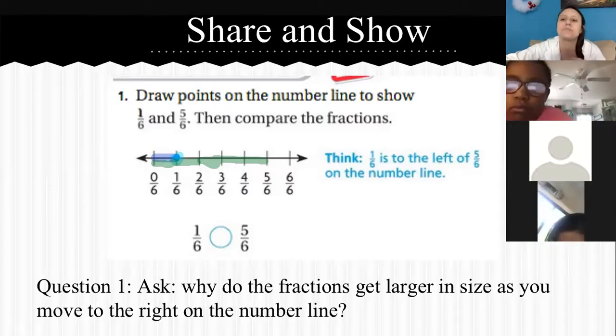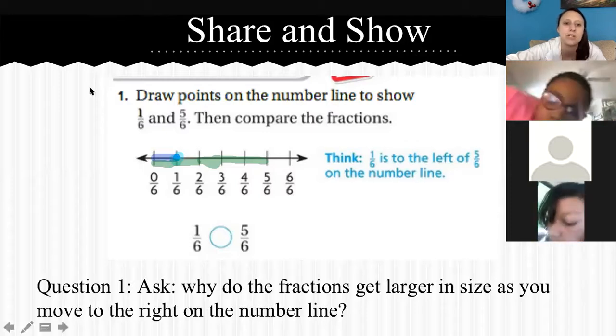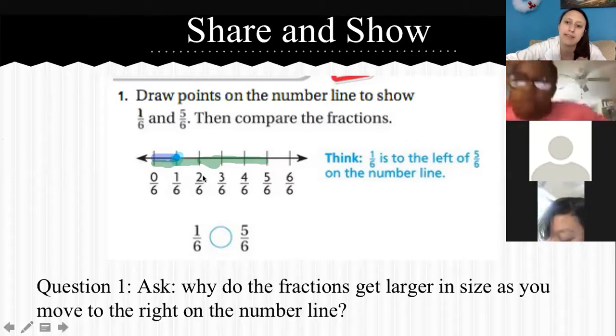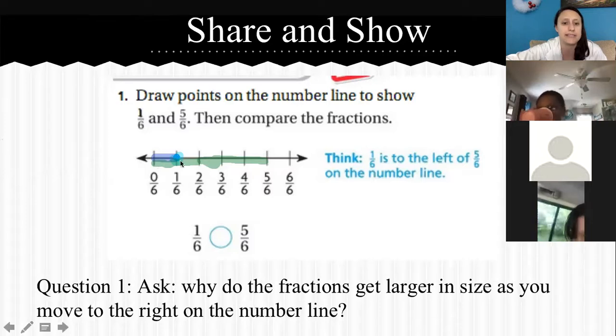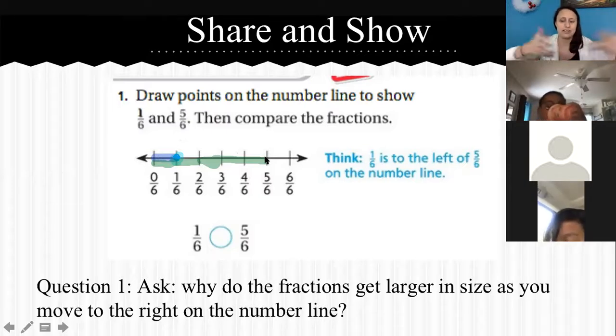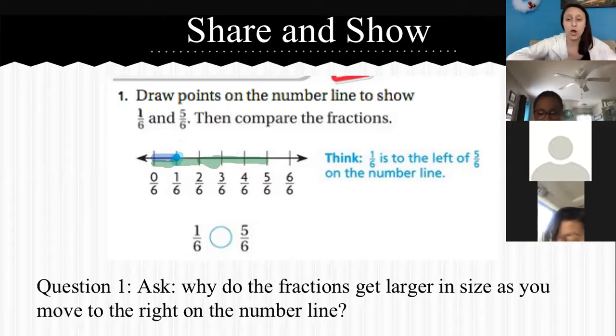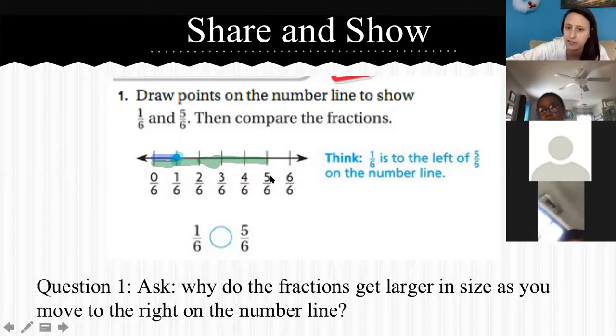Think about it. If this is a candy bar like we were talking about before, and my candy bar came in 6 pieces, and I broke off this section of my candy bar, and then I broke off this many sections, how much more of the whole candy bar do I have as my numerator gets larger, right?